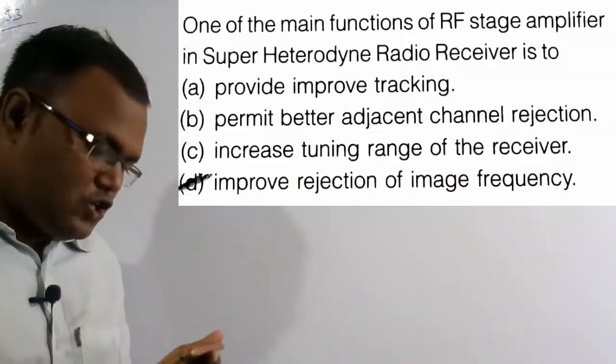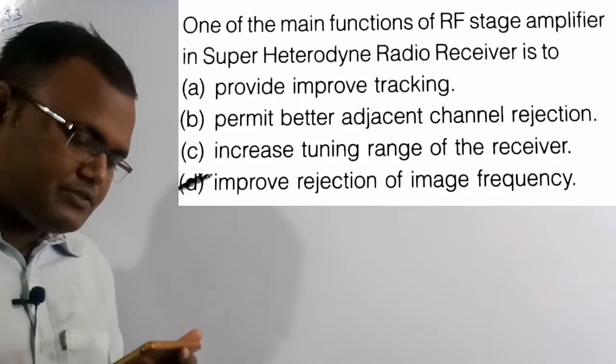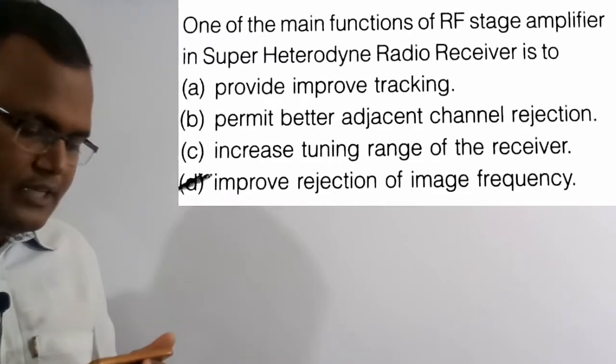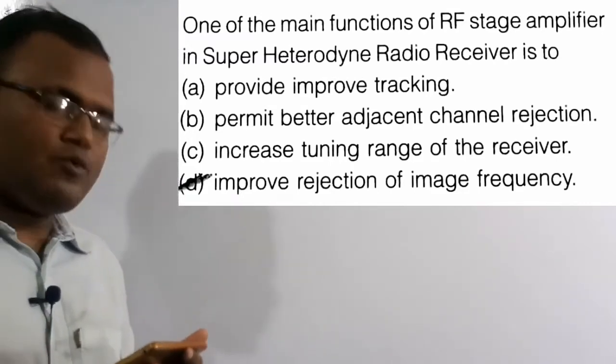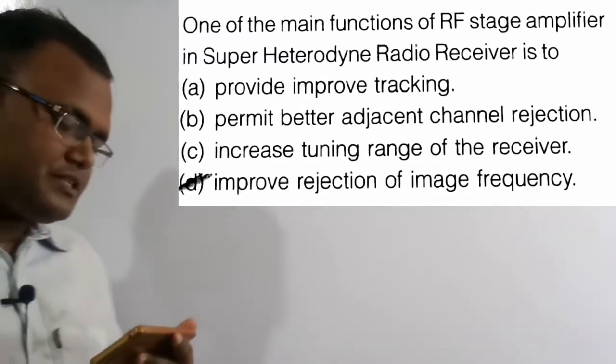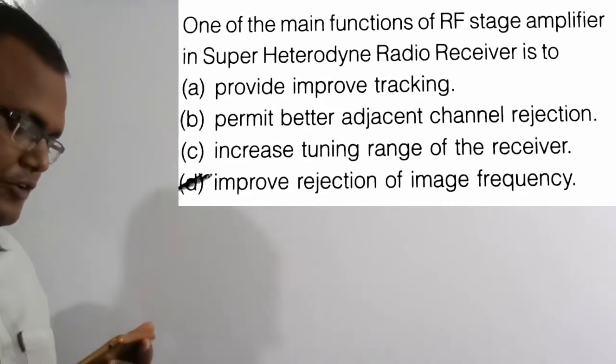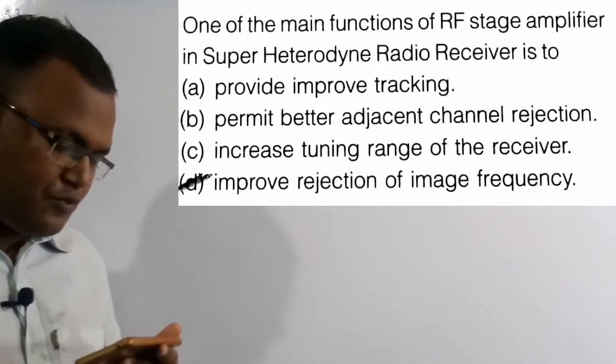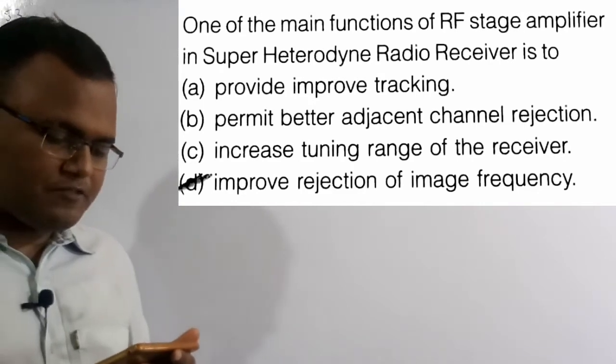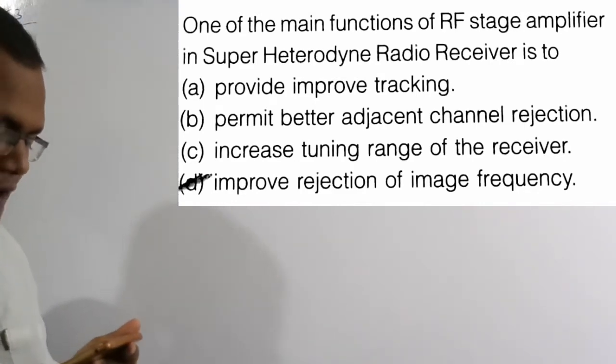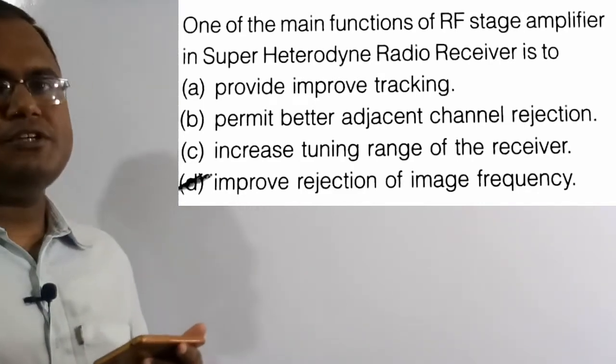Now we are going to solve the 83rd question. See the question here. One of the main functions of the RF stage amplifier in a superheterodyne radio receiver is to... what are the four options? Option D, improve rejection of the image frequency. So it is going to improve the rejection of the image frequency.